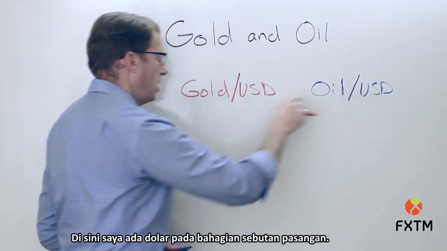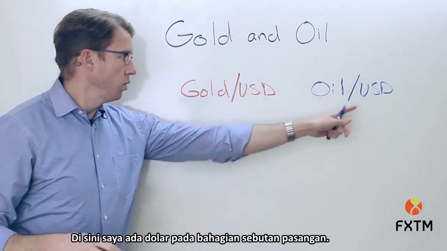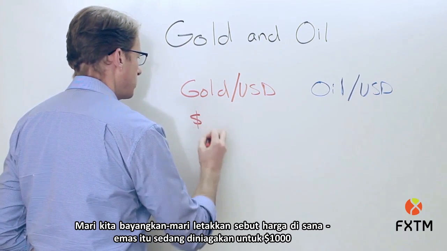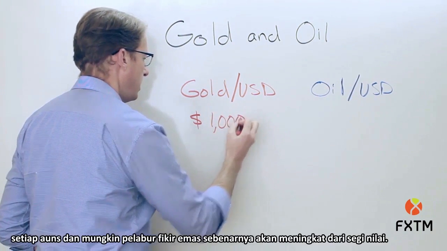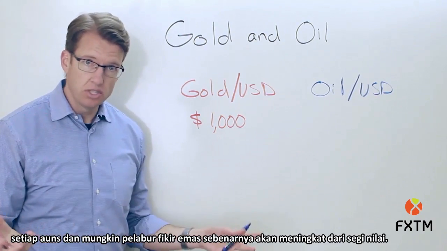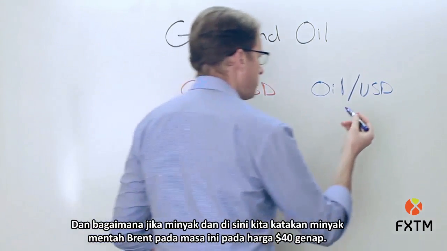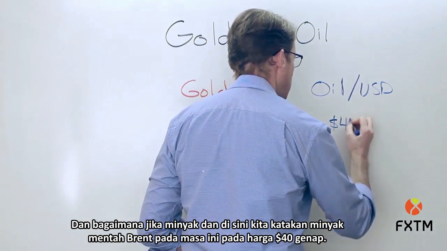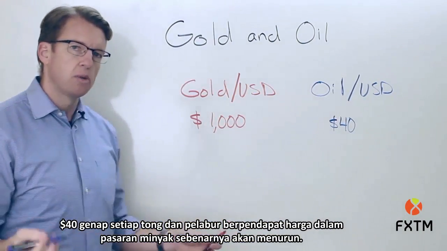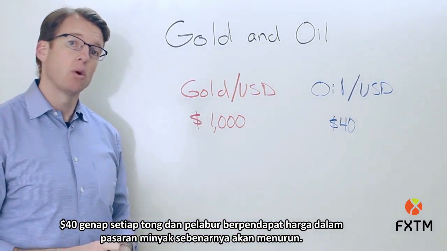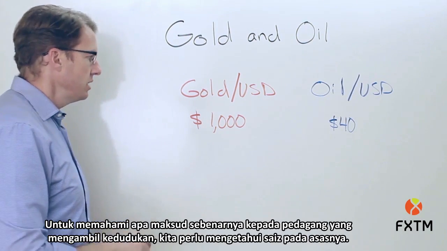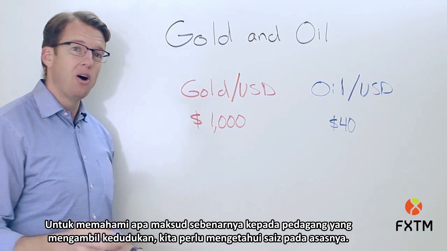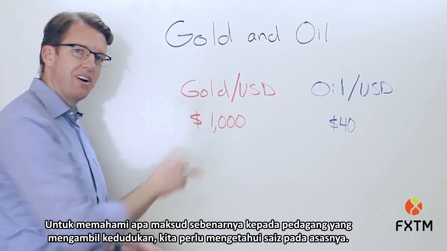So here I have the dollar, of course, on the quote side of this pair. Now let's imagine that gold is currently trading for $1,000 an ounce, and perhaps an investor thinks that gold is going to improve in value. What if oil, and here we'll say Brent crude, is currently priced at $40 even per barrel, and an investor thinks that prices in the oil market are going to go down? Well, in order to understand what that means to a trader who has taken a position here, we need to know the size on the base.